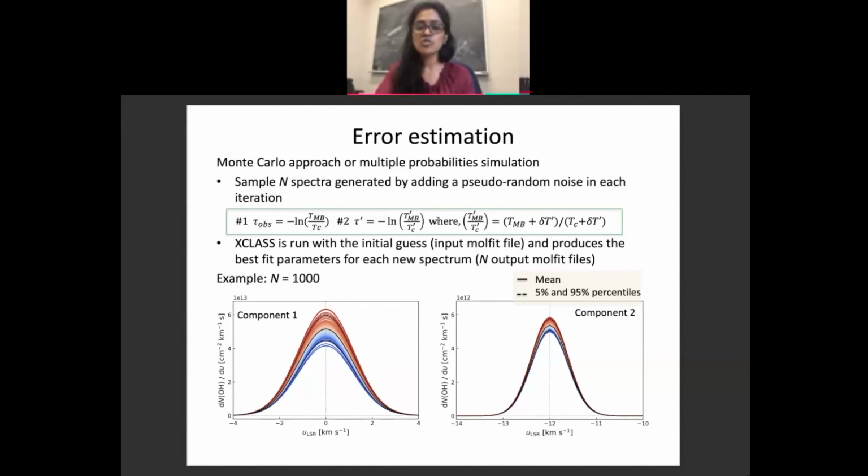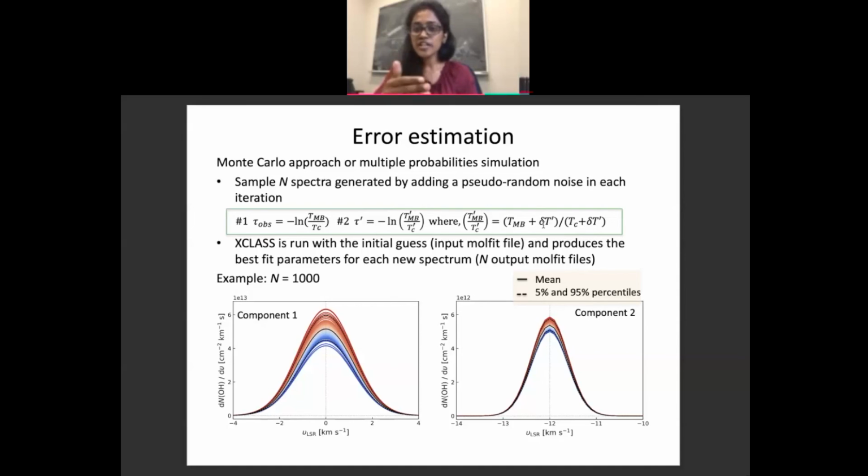And for this, we use a Monte Carlo approach or a simulation of multiple probabilities. And we sample n spectra by generating each time the addition of pseudo-random noise to our observed spectrum. So in the first iteration, you would use your observed optical depth, which is proportional to the ratio between the main beam temperature and the continuum temperature. And in the second iteration, you would have a different tau, which is fit using a different ratio. This ratio differs from the first because of the addition of this noise term, that is delta t, to both the numerator and denominator.